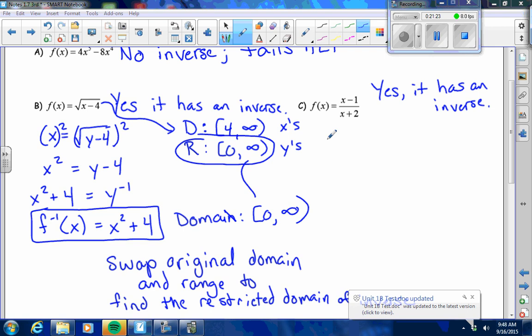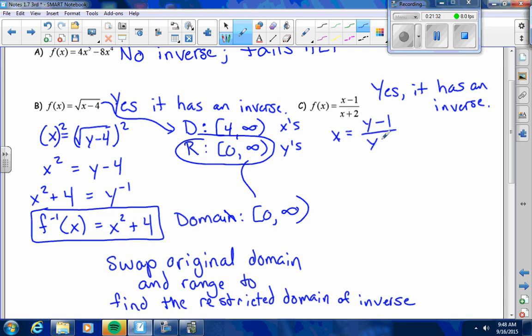Okay. So to find the inverse, we're going to swap out the x's and the y's. So we'll have x equals y minus 1 divided by y plus 2. And now we have to solve for y. On the right-hand side, do I really want the fraction? So what can I do with that denominator? Multiply it on both sides. That helps get it out of the denominator. So I'm going to multiply both sides by y plus 2.